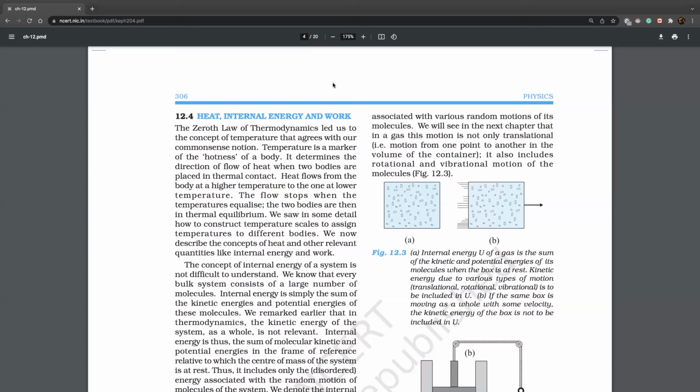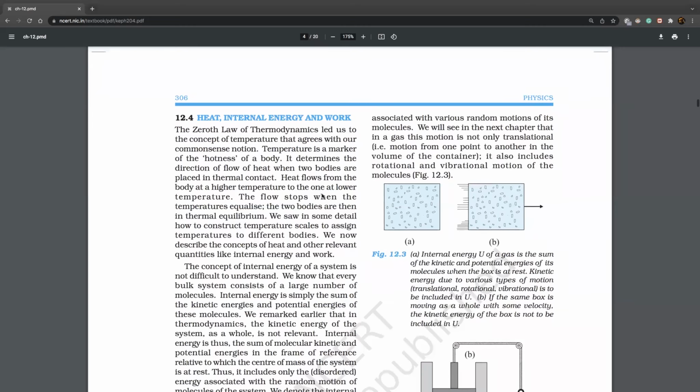So the flow stops when temperatures equalize. The two bodies are then in thermal equilibrium. We saw in some detail how to construct temperature scales to assign temperatures to different bodies, as we've seen, conversion from Kelvin to Fahrenheit, Kelvin to Celsius, Celsius to Fahrenheit, etc. We now describe the concepts of heat and other relevant quantities like internal energy and work.